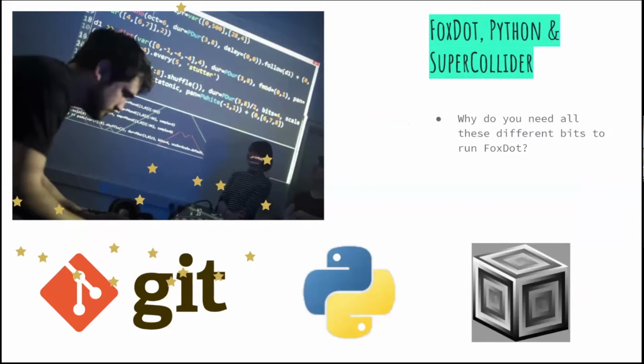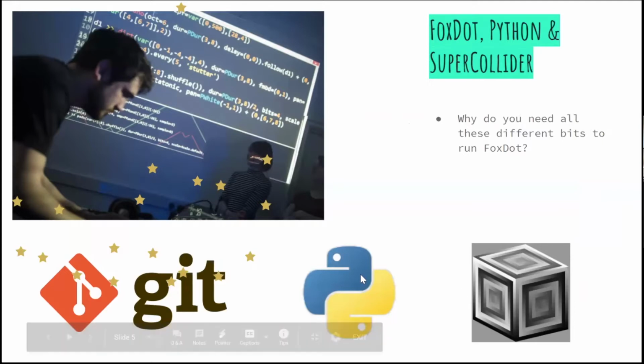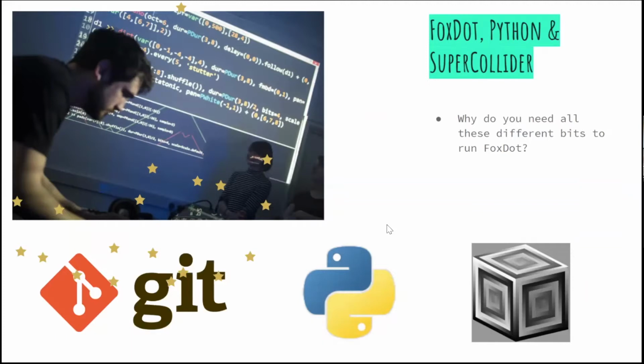So those of you who've managed to install stuff, you'll have noticed there were lots of different things that you needed to install. So you installed Git, possibly. You install Python, you install SuperCollider. Python is a programming language. It's really popular. It's used for loads of different stuff. I don't know much about it.